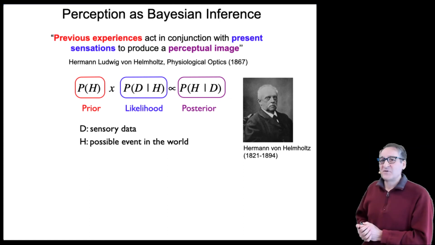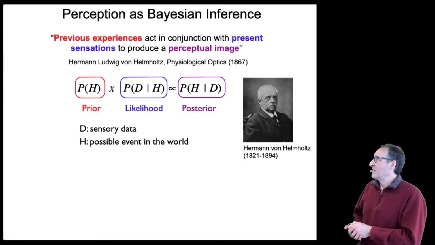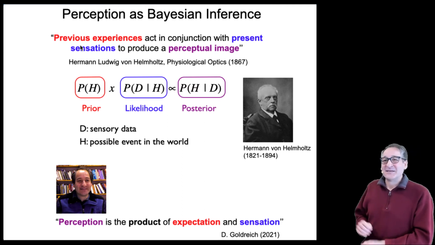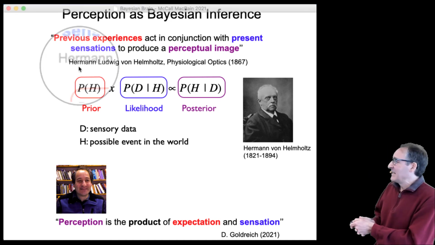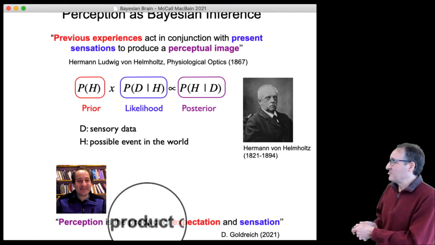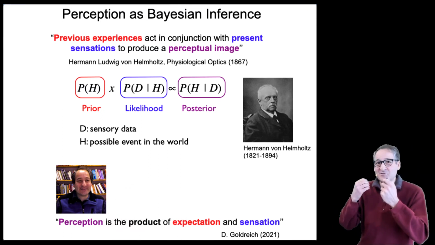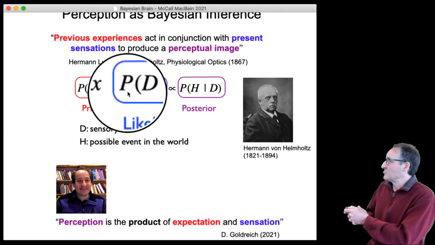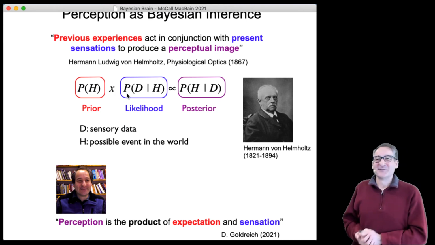A much less famous, really not famous at all scientist puts it in a concise way: perception is the product of expectation and sensation. And I kind of like this because it's the product of, meaning it results from expectation as well as your current sensory input, sensation. But you see in Bayes' formula, it's also the product. It's a multiplication. So I kind of like that. Okay.